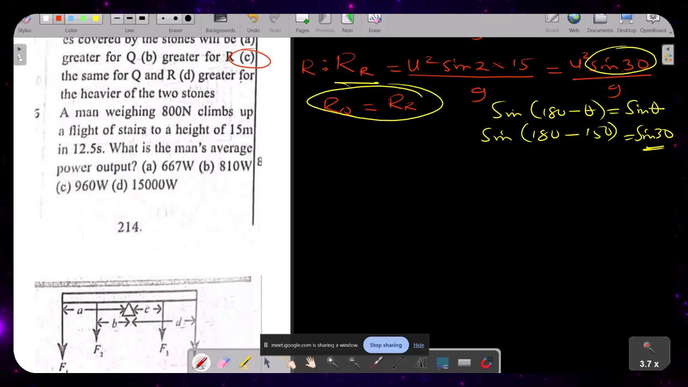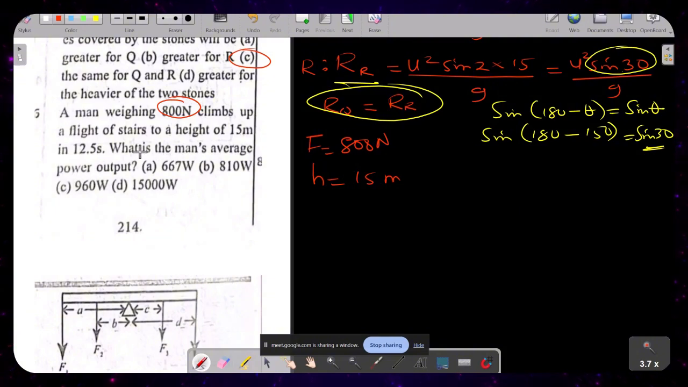What formula did you make use of? Someone said, so let's quickly look at that and confirm if the answer is C. A man weighing 800 Newton. Whenever you see something in Newton, automatically I call it force. So 800 Newton is force. Then he climbs to a height of 15 meters, so height is equal to 15 meters. And the time is 12.5 seconds.